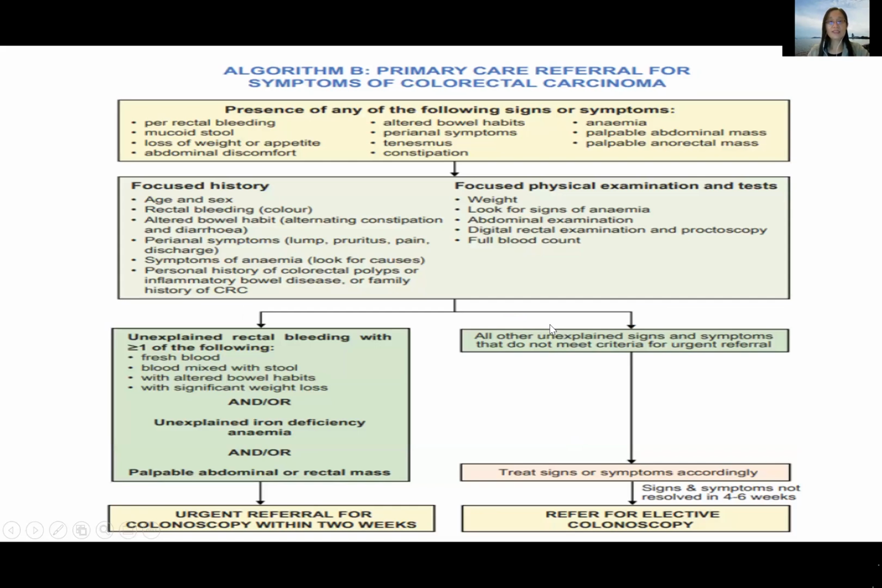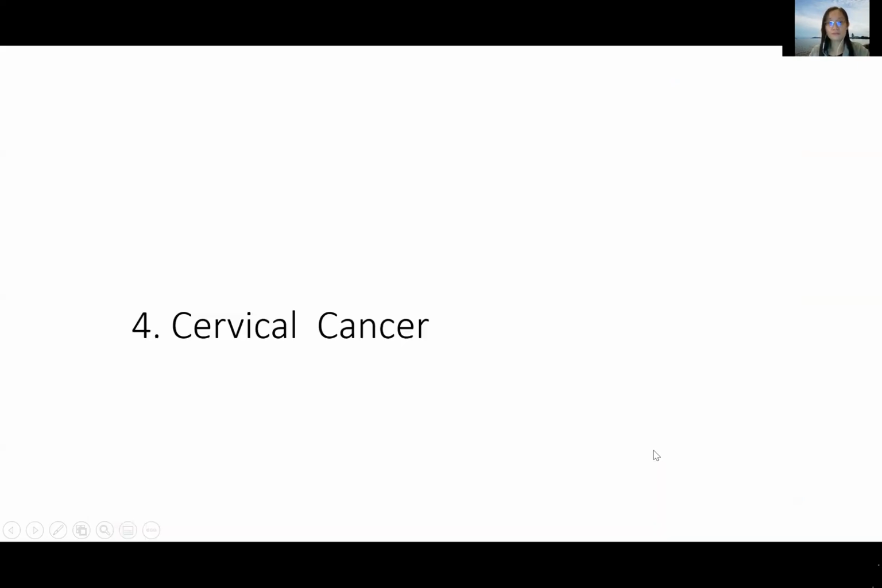So this is actually the other algorithm. You ask the patient whether they have any signs and symptoms like rectal bleeding, loss of appetite, altered bowel habit, etc. Then you take the history. Then if there is bleeding, or the patient has a presentation of anemia, then you refer urgently to do a scope within 2 weeks. If not, then you treat the signs and symptoms, and if the symptoms are not resolved within 4 to 6 weeks, then you refer also for a colonoscopy.